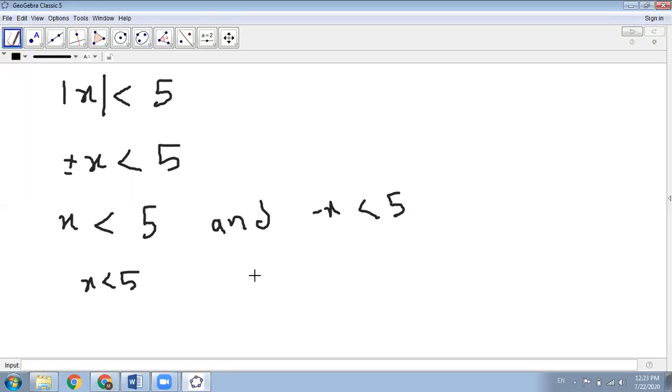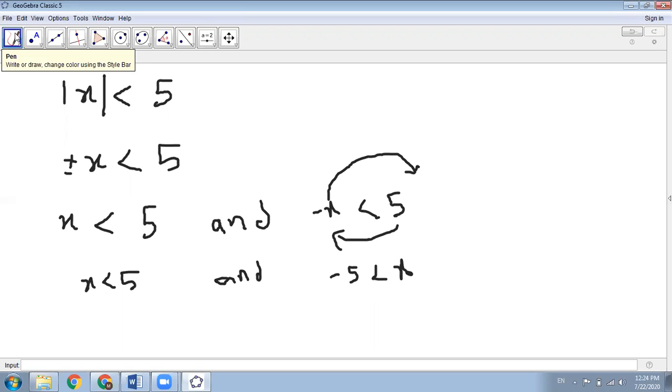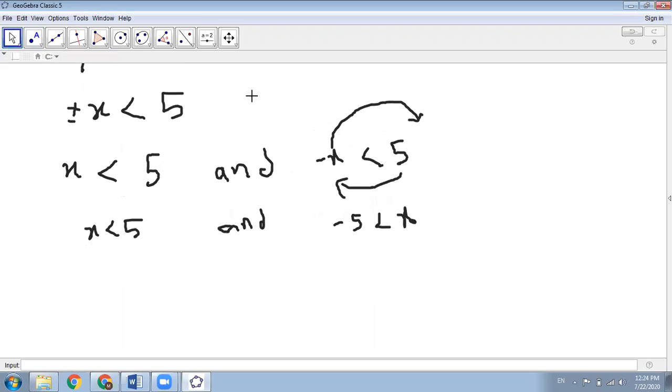But for this, we need a positive coefficient of x. So we move this x to this side and this 5 to this side. So we can write minus 5 less than x. So now we can draw the number line for this solution.